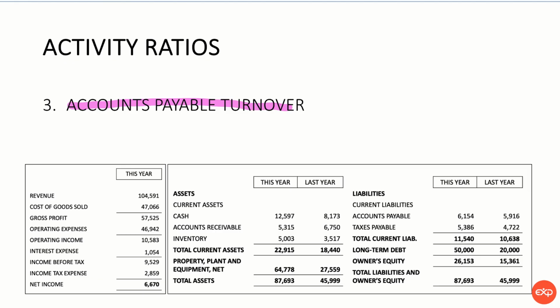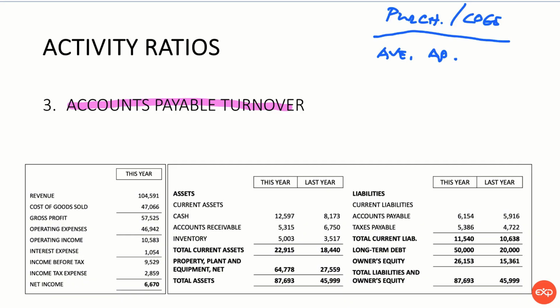The calculation involved with accounts payable turnover is using your purchases, or sometimes referred to as COGS, over average accounts payable.